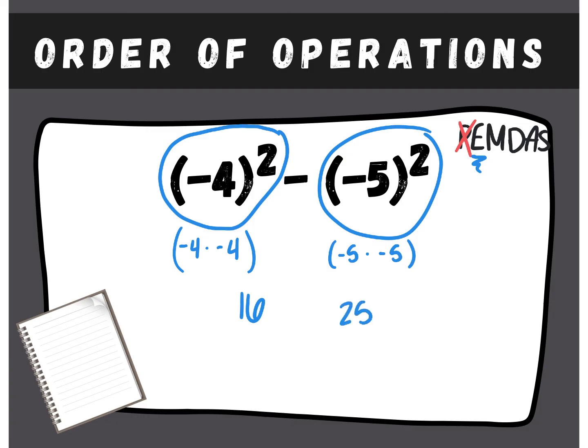Now I've solved my exponent step. I am going to bring down the minus sign all the way down into my problem. I can see that there is no multiplication, no division, no addition. So I'm going to skip these 3 steps and go straight to subtraction. I do have subtraction in this problem. And I know that 16 minus 25 is negative 9.